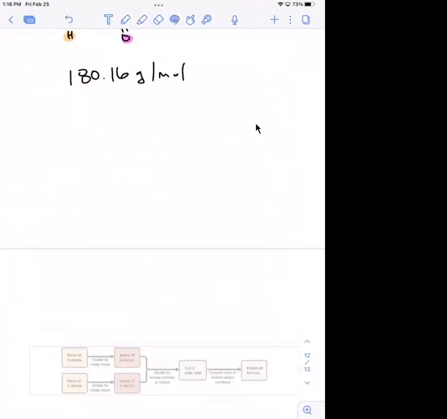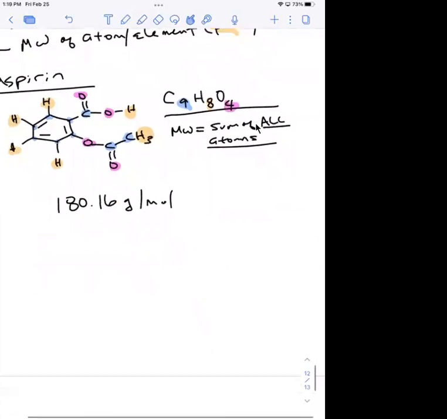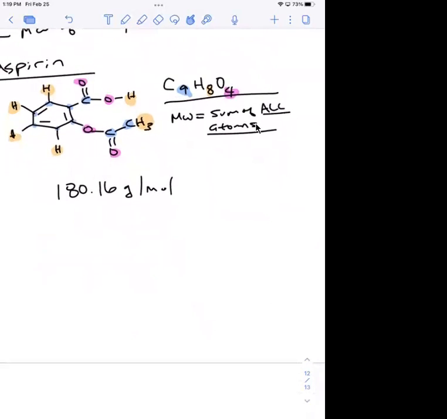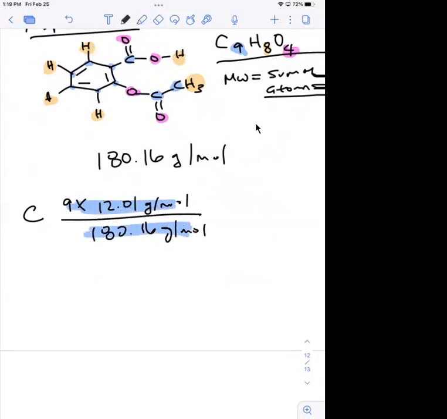All right. So how do we use these numbers and all this information to get the percentages of the percent composition, right? And again, it's part over whole. So the part will be for each one of these elements. Let's say carbon first. That's going to be 9 times 12.01 grams per mole divided by the total, which is 180.16 grams per mole, right? Part over whole. Part in the top, whole in the bottom, times 100.